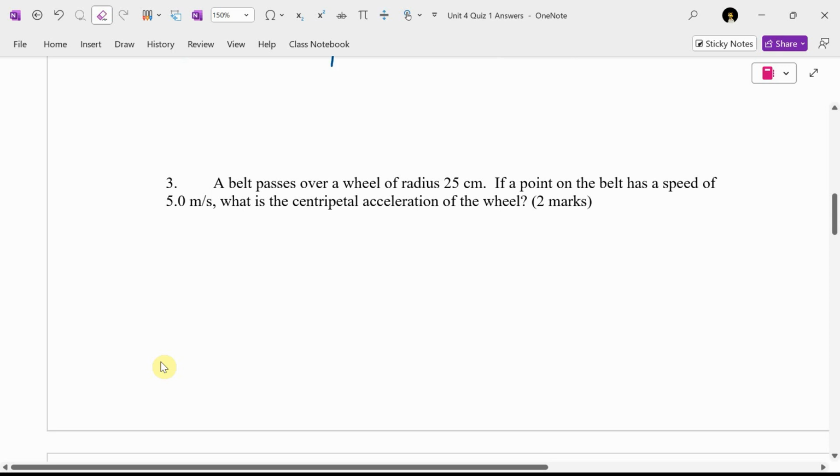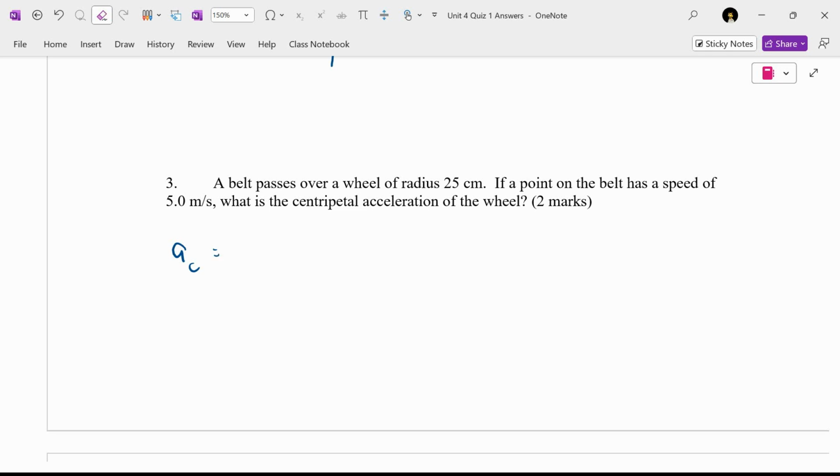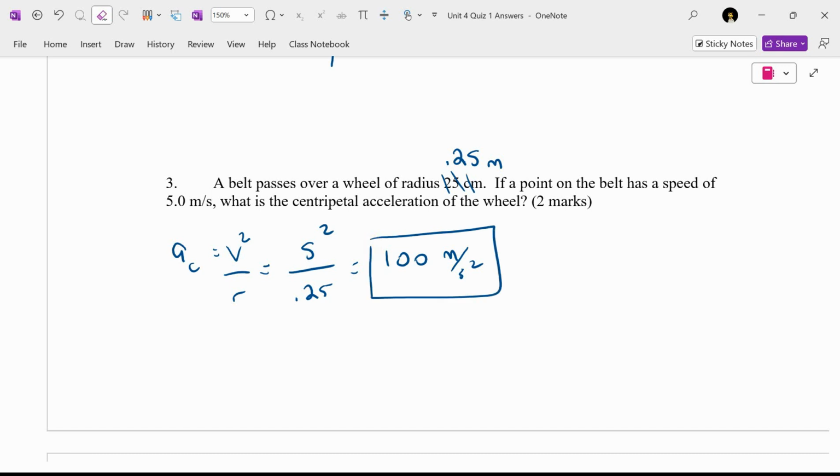Number 3. Ooh, Matt, what do they want me to find in number 3? Okay. I don't need to worry about a free body diagram. Am I going to use the one with the v in it, or am I going to use the one with the T in it? Yeah, it's going to be v squared over R. The only sneaky thing, I crossed out the 25 centimeters, and I said, nice try, Mr. Dueck, 0.25 meters. And in fact, it's going to be 5 squared over 0.25. Is it 100? Even, right? Yeah. This belt's pulling about 10 G's. It would have to be a fairly strong belt.